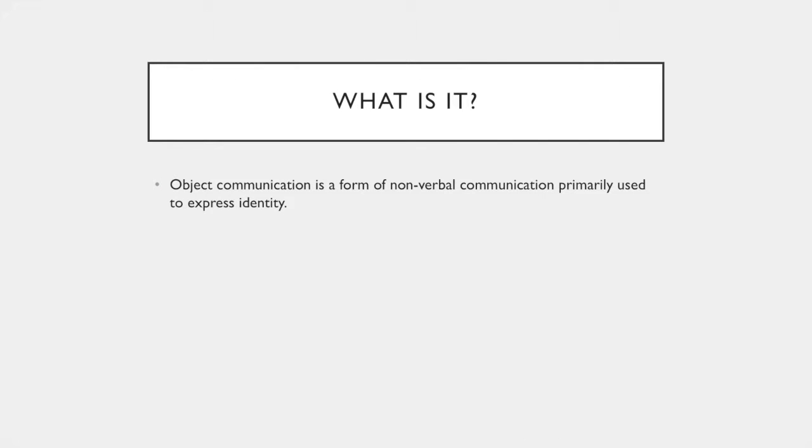What is it? Object communication is a form of non-verbal communication primarily used to express identity. It is most clearly seen when observing different social groups. The way that they dress, carry themselves, and communicate to others groups them together and has allowed society to perceive them as a whole.